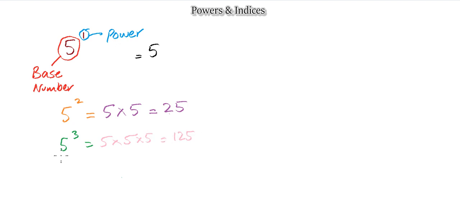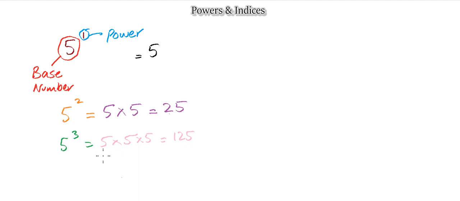So whatever my base number is and whatever power I put it to, that means that I am multiplying my base by itself that many times. So if that's 5 to the power of 3, I'll be multiplying 5 3 times. If that is 10 to the power of 5, I'll be multiplying 10 by itself 5 times. So that's just us understanding what the powers are.